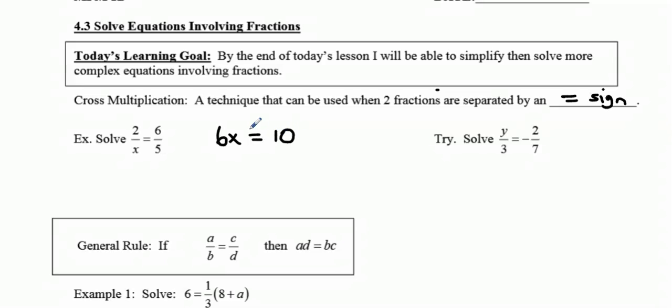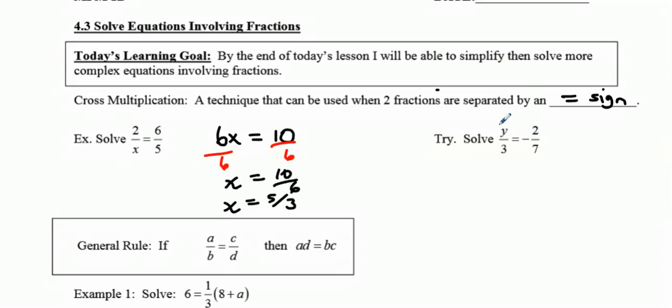And I have now, ta-da, gotten rid of my fractions. So now it's super easy to solve this. I just divide both sides through by 6. And I end up with x equals 10 over 6, which reduces down to x equals 5 over 3. Okay, so you pause the video and try this one.